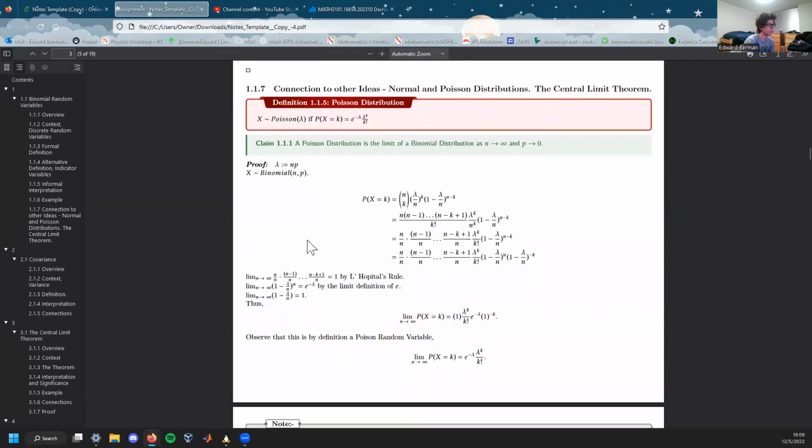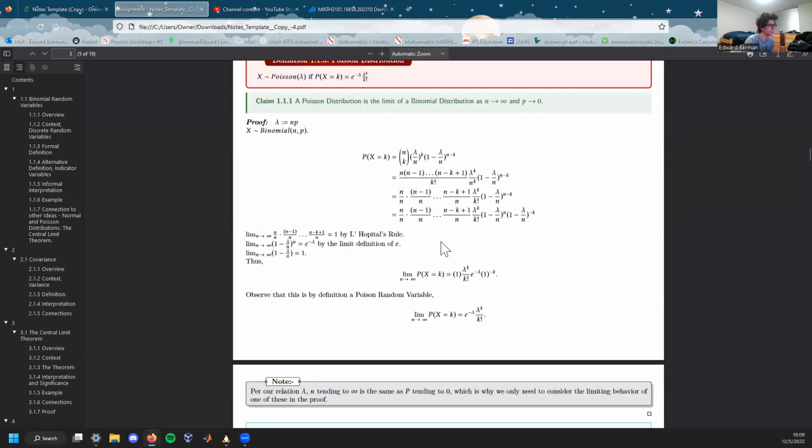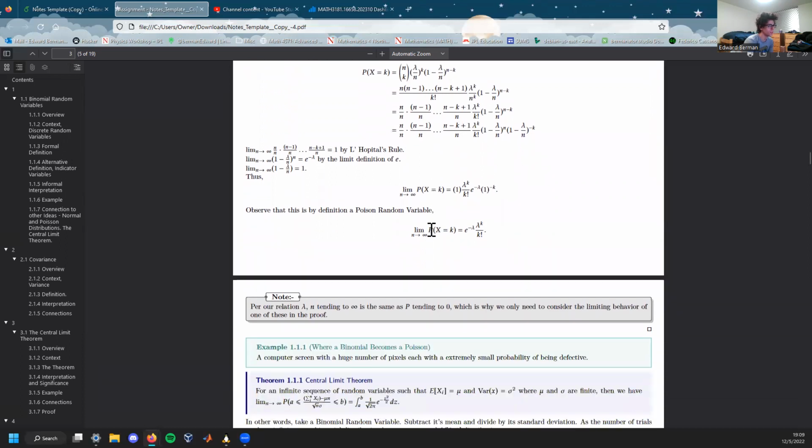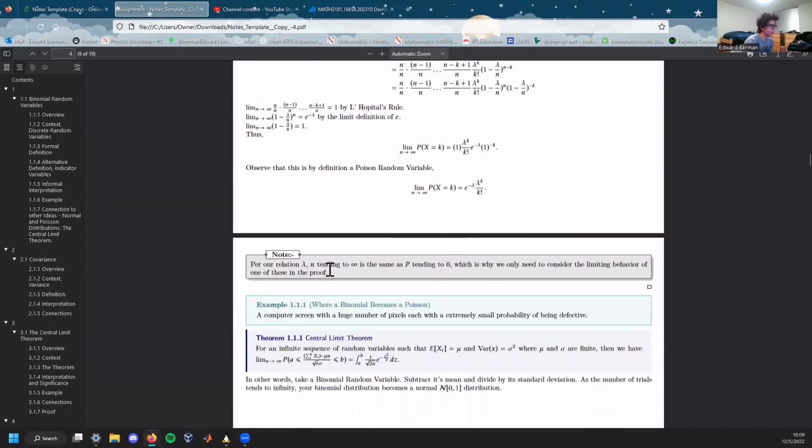I'm not going to go through all the proof, but the trick is to define this lambda, which is equal to np. So we substitute this value in for p. We do some algebra by distributing the n's into the factorial that comes out from this choose, and then we take advantage of the limits as n goes to infinity. So if we solve this, these all go to 1. This goes to e to the negative lambda. This goes to 1, and so we get the desired result. For our relation lambda equals np, n tending to infinity is the same as p tending to 0, which is why I only need to consider the limiting behavior of one of these in the proof.